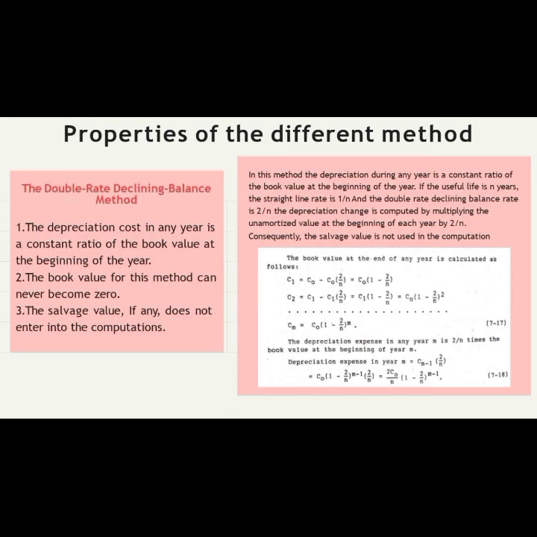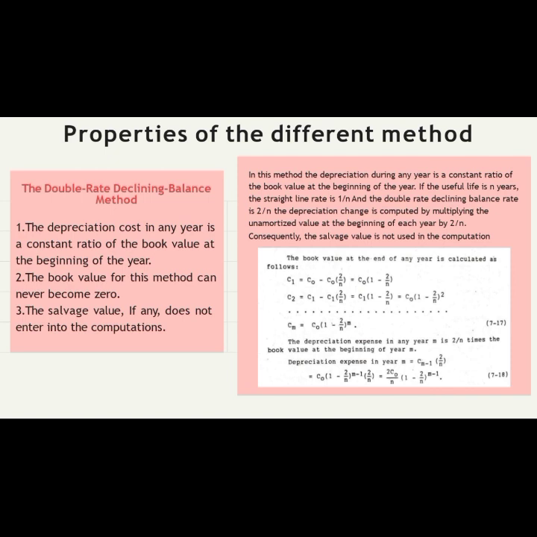So, next is another na pod na different method which is the double rate declining balance method. So, the depreciation cost in any year is a constant ratio of the book value at the beginning of the year. The book value for this method can never become zero. So, the salvage value, if any, does not enter into the computation.